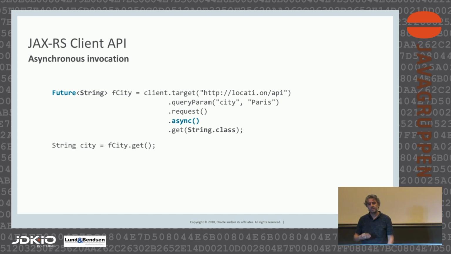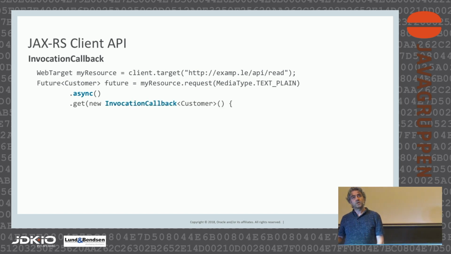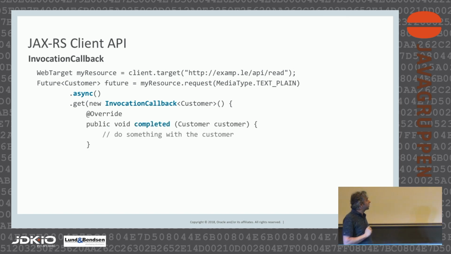So you haven't really solved anything with that async invoker. The good news is that in JAX-RS 2, we foresaw that issue, and we have invocation callback facilities. So it works exactly the same way. You are using the async invoker, and when you do the request, you have to pass an invocation callback. An invocation callback with two callbacks.